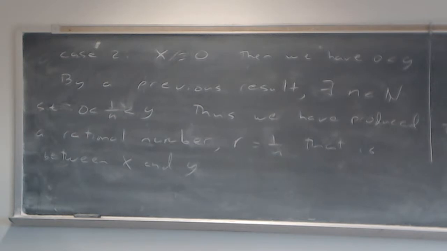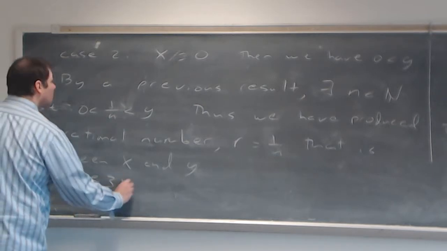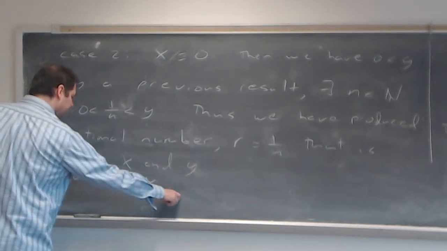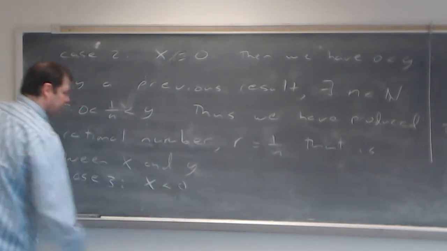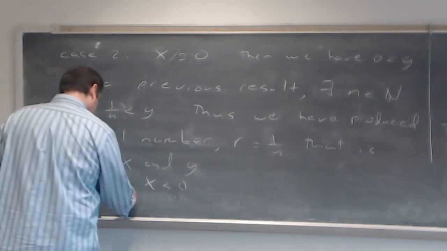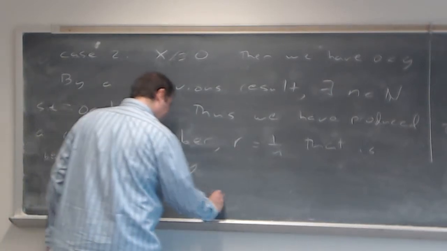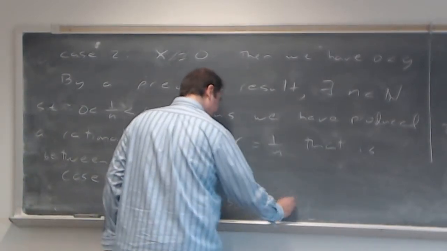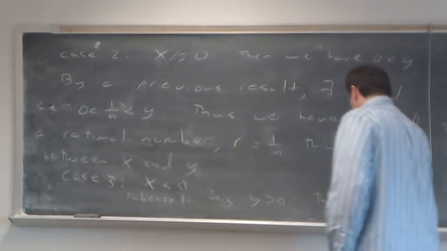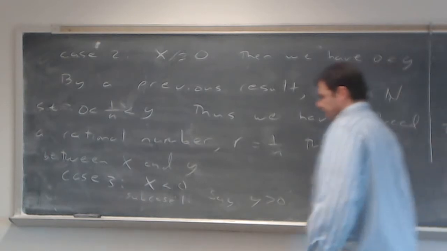So that's case 2. What's case 3? Well, this time x is going to be less than 0. Okay. So x is less than 0. So we have some kind of subcases here. So subcase 1. Let's say y is greater than 0. Then we have x is less than 0, which is less than y.